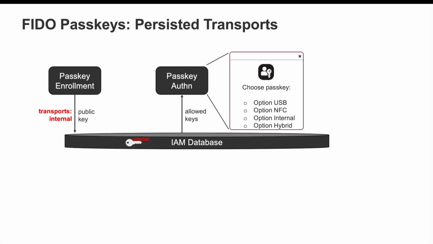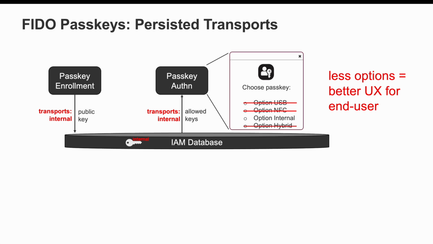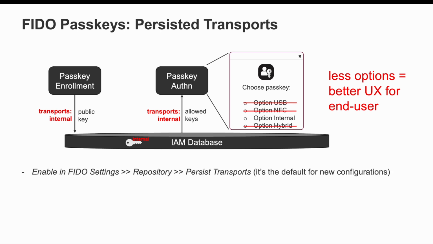So the new feature, persistent transport, allows you to store the transport that was used during enrollment, during registration, in the database, and then also send that to the browser when authenticating. This will eliminate some of the options. Ideally, there's only one left, and results in a lot better UX for the end user.